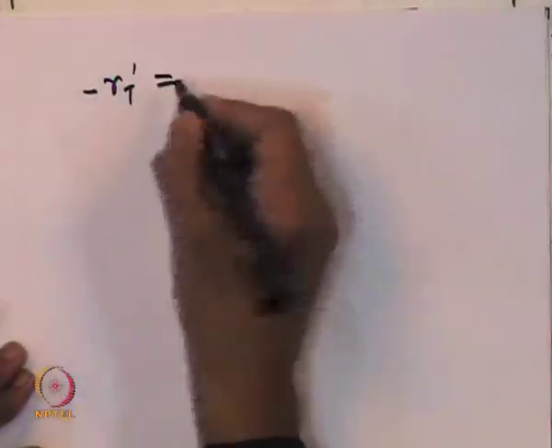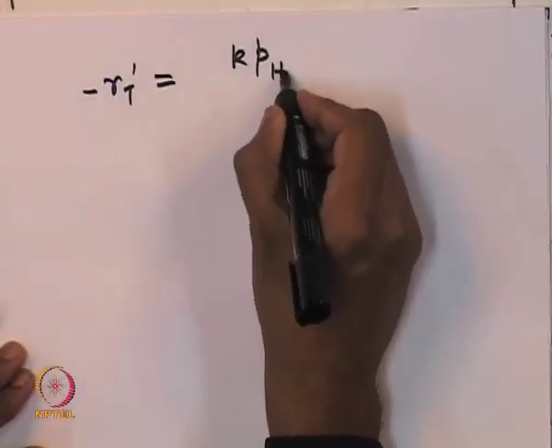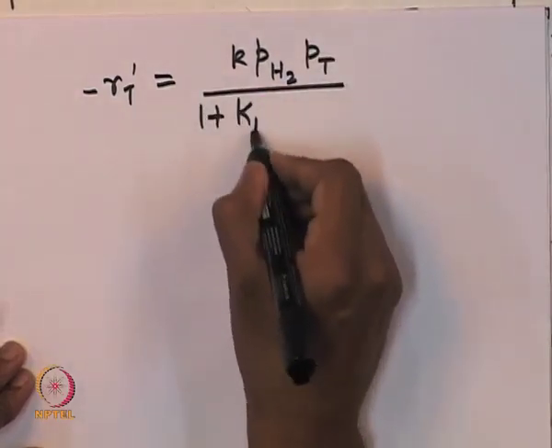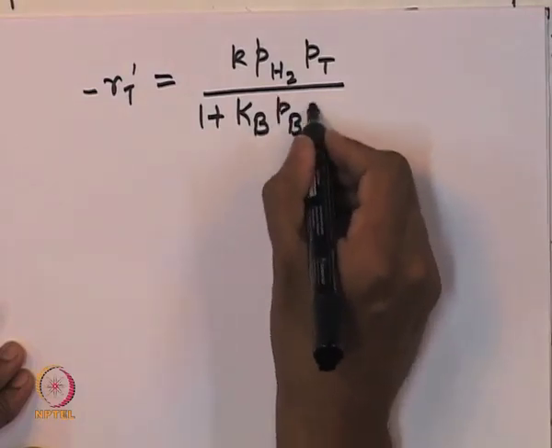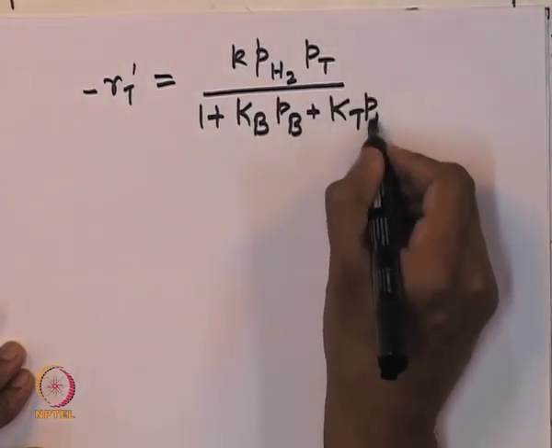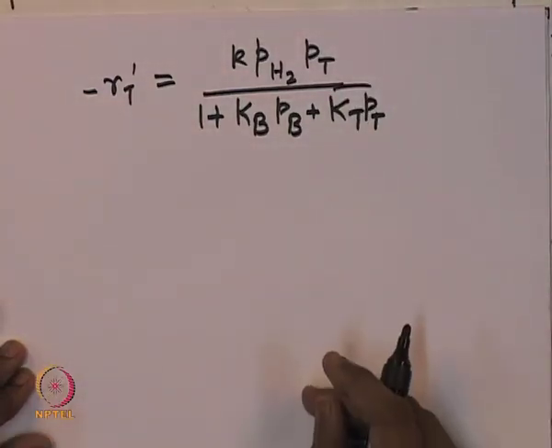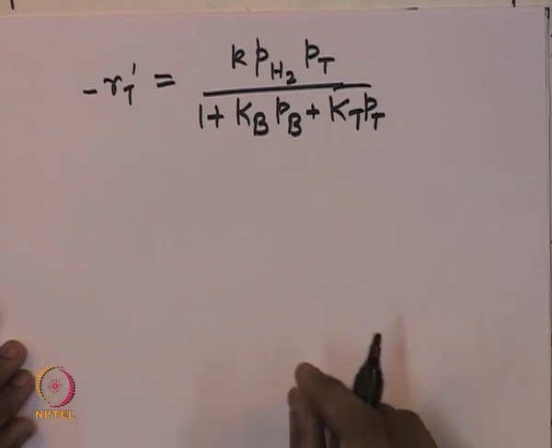Now, the moment we write the model equation for the reactor, we need to plug in the rate law. We know that the rate law is given by k times the partial pressure of hydrogen times the partial pressure of toluene, divided by 1 plus Kb times the partial pressure of benzene plus Kt times the partial pressure of toluene. We can now plug this rate law into the model equation, and then we will be able to estimate how the conversion changes, how much toluene is actually being consumed inside the reactor.